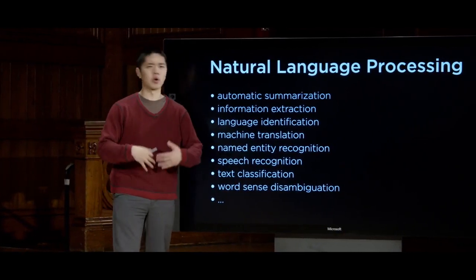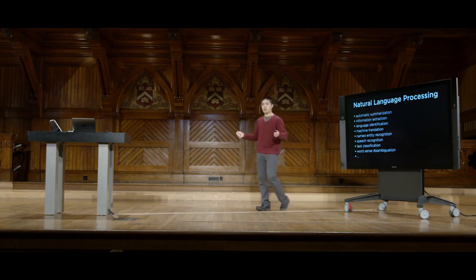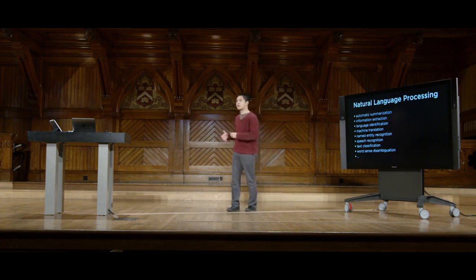And then something like word sense disambiguation, the idea that unlike in the language of numbers, where AI has very precise representations of everything, words are a little bit fuzzy in terms of their meaning. And words can have multiple different meanings.